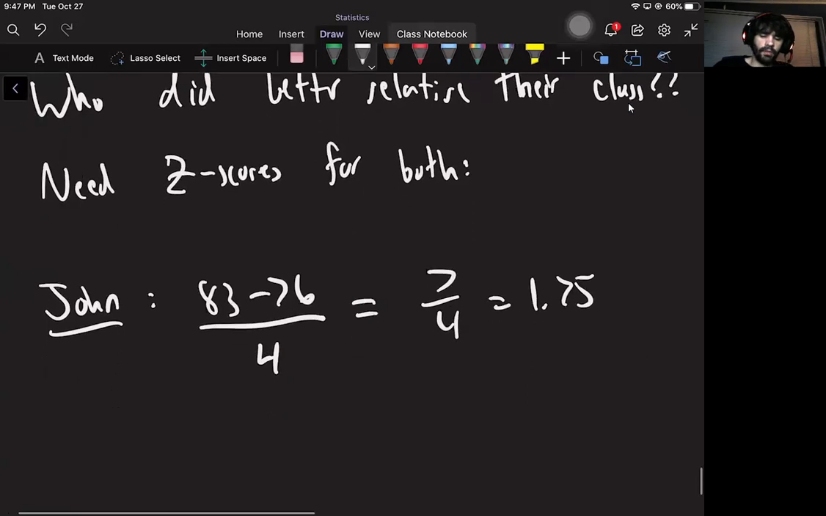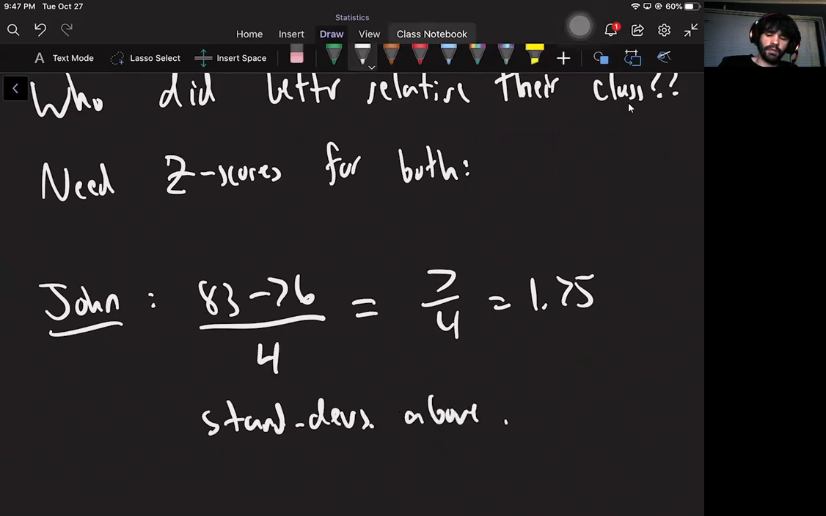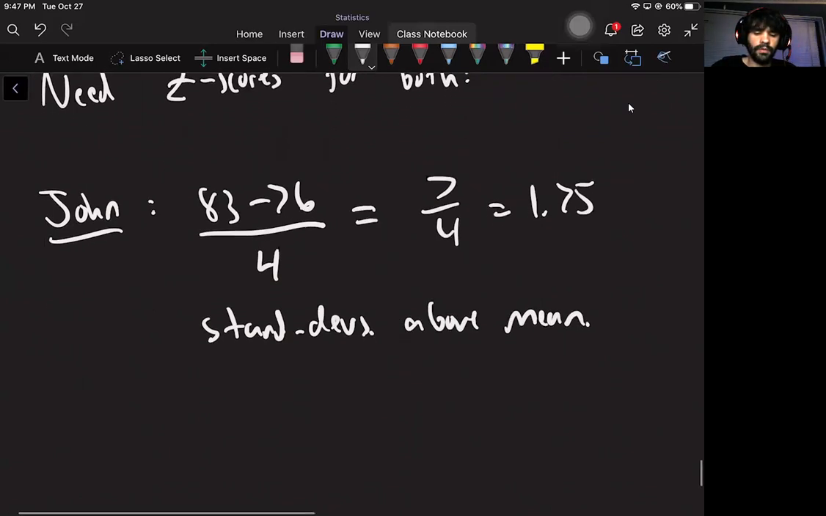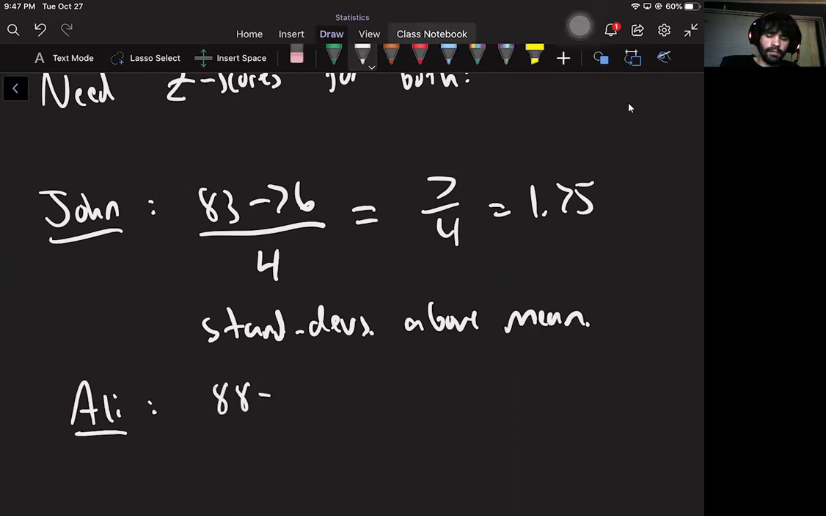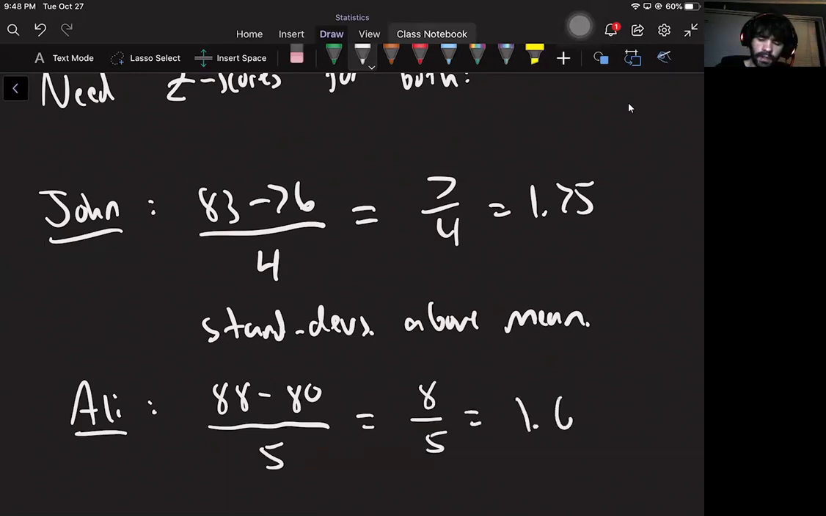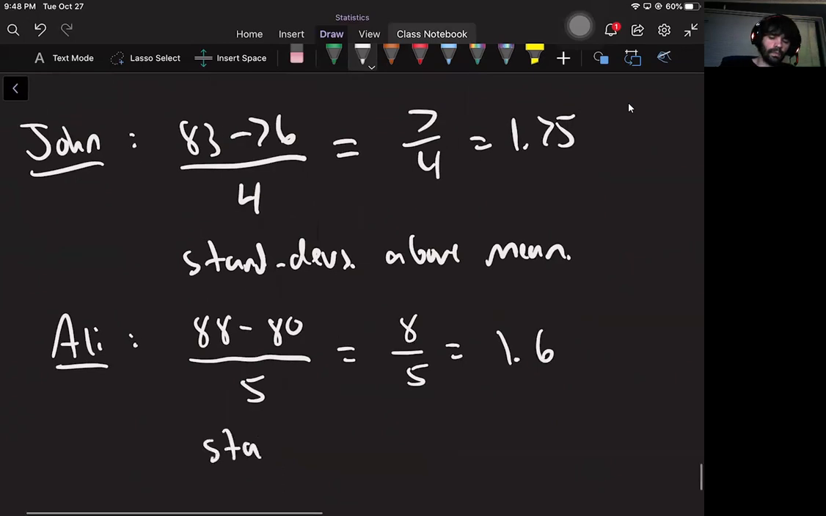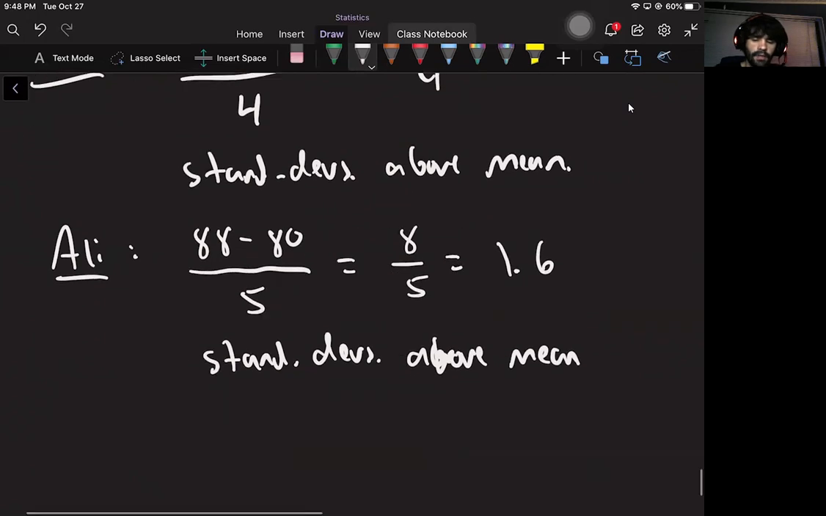So that means that John was 1.75 standard deviations above the mean. So pretty good. Not super high above the mean, but pretty good. And Ali got an 88. And in that class, the average was 80, but the spread was a little bit higher. It was 5. So you do this calculation, and you end up with 1.6, slightly less. So this is how many standard deviations above the mean Ali was. So relatively speaking, John did better.